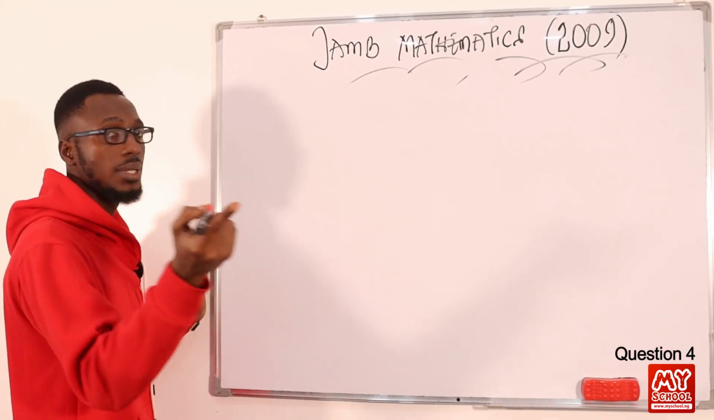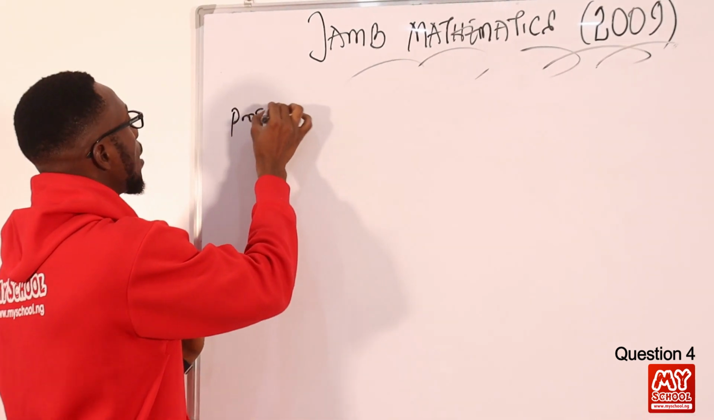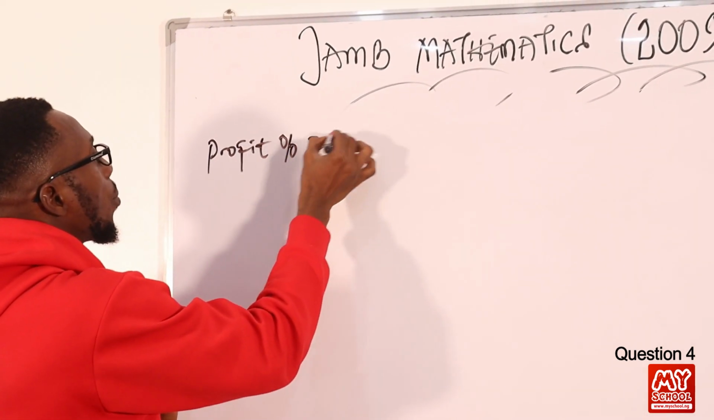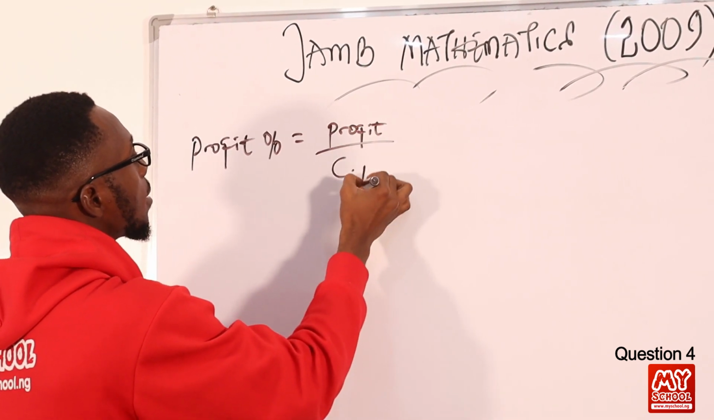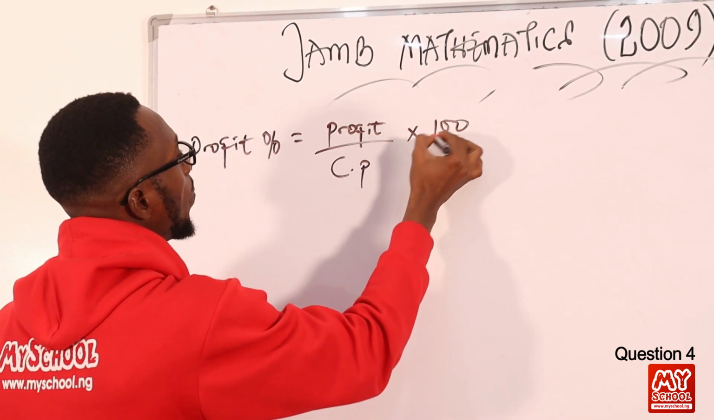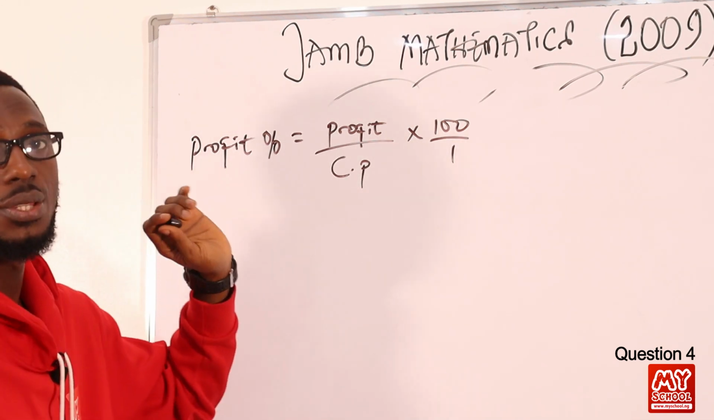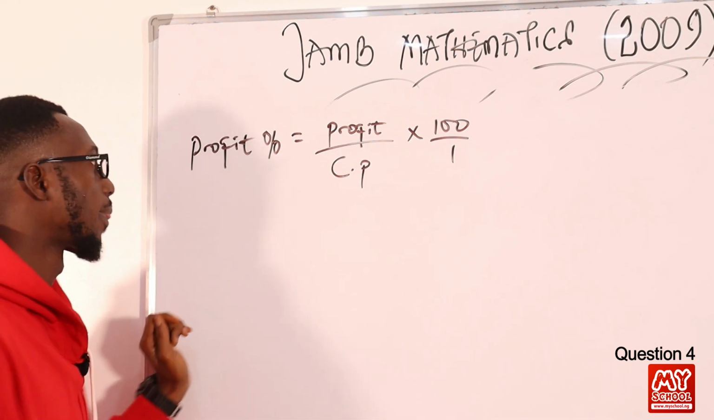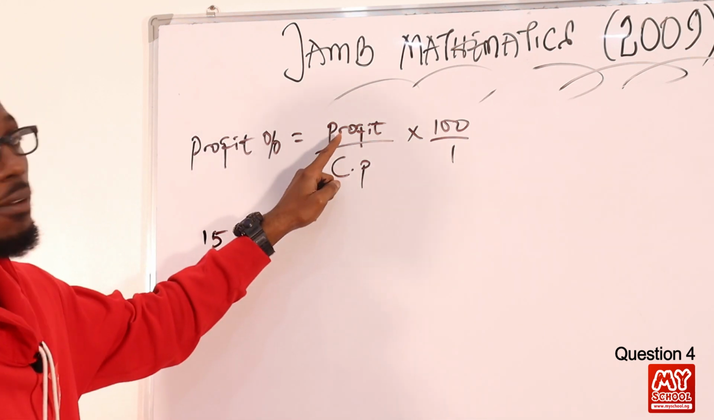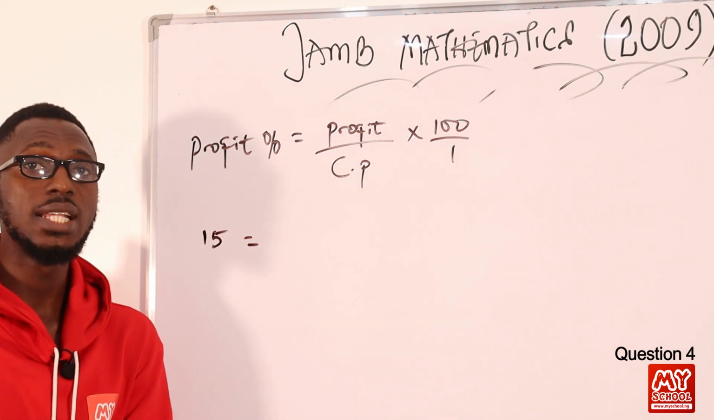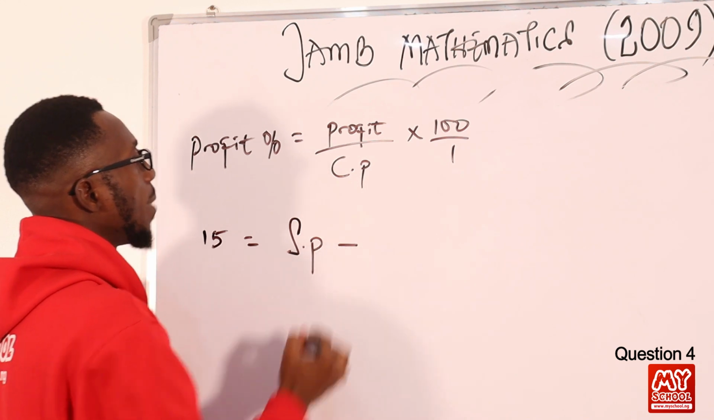Okay, so this is profit percentage. This is the formula for profit percentage, equals the profit he made over the cost price times 100%. Okay, so let's just slot in the values. We are told that the profit percentage is 15, right? So I have 15 equals the profit. Remember, the formula for profit is selling price minus cost price. So this is what we are looking for: selling price minus the cost price.